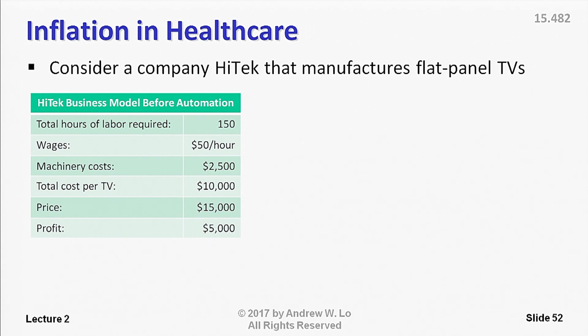In addition, you have to use machines that will cost you another $2,500. So it costs you about $10,000 to produce one flat panel TV. And you sell it for $15,000 because you can. That's what the market will bear. And you've made $5,000 per TV.